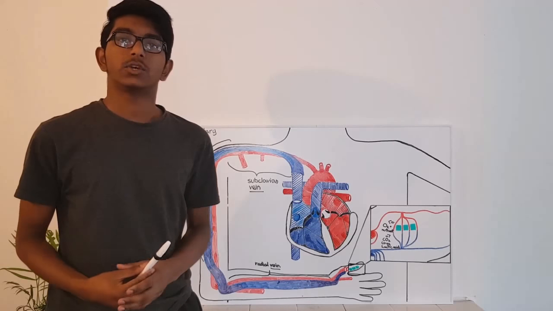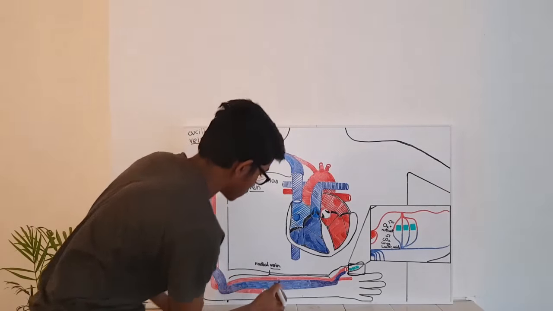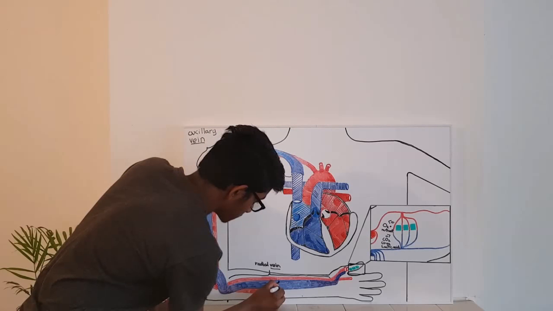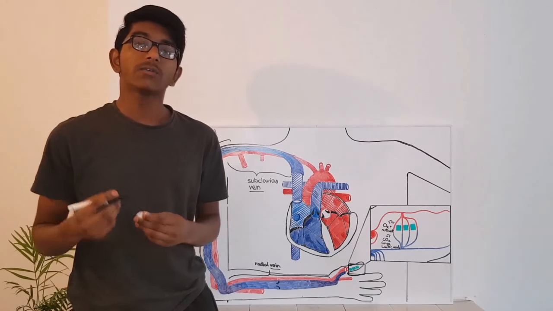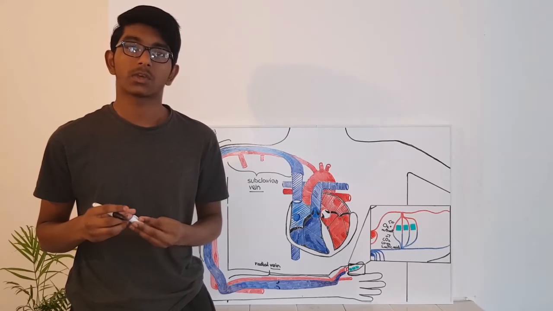But the veins don't have high pressure. And this is why they need valves. So let me draw them for you. Valves. And valves are flaps that keep the blood moving in one direction.